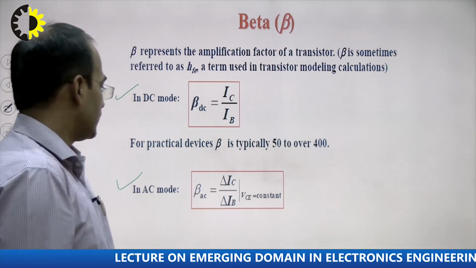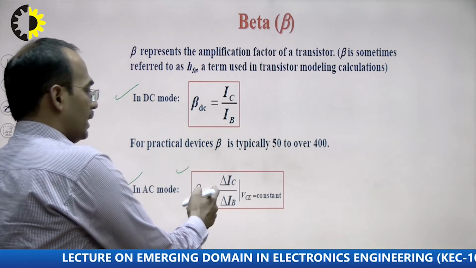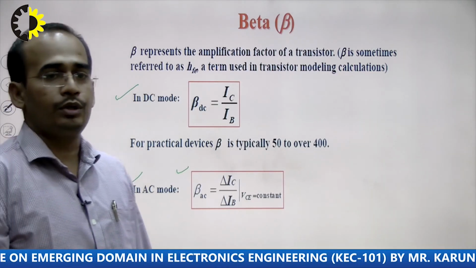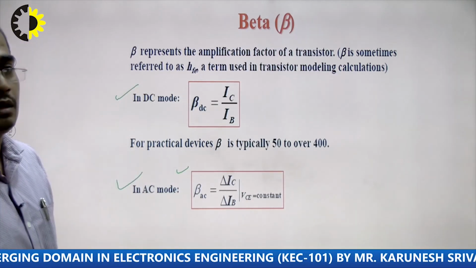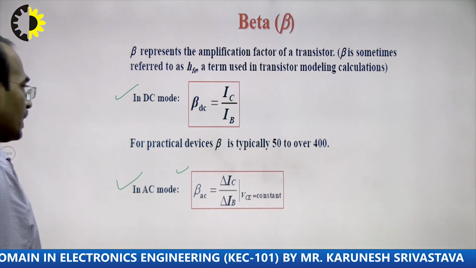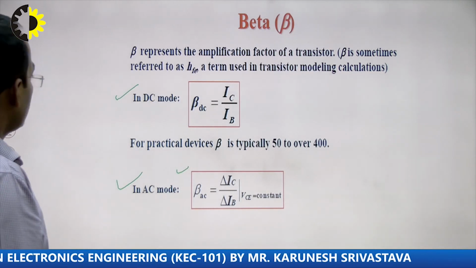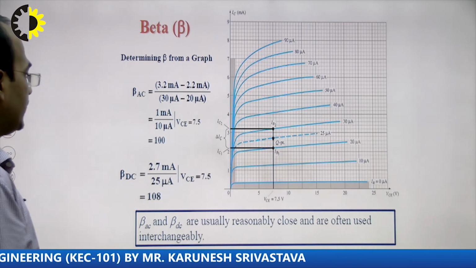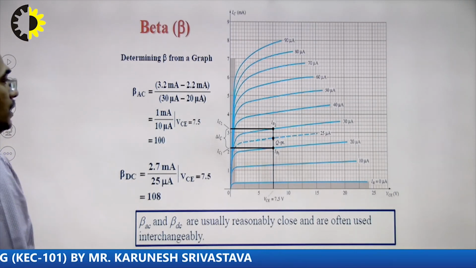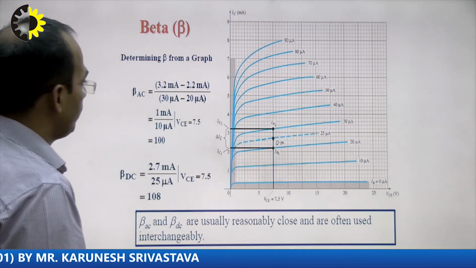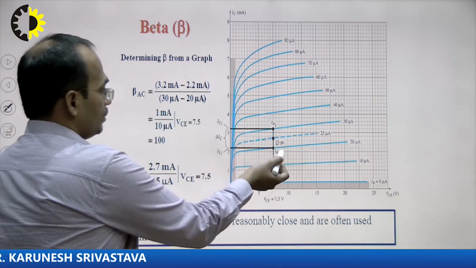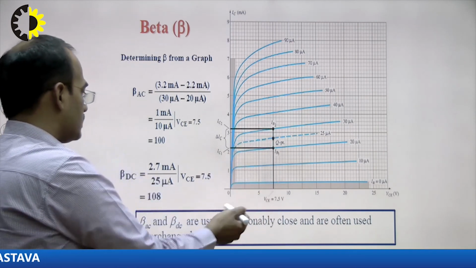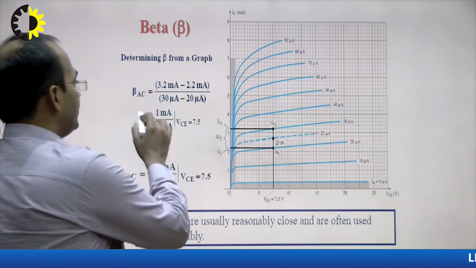And what about the AC? Beta AC is nothing but delta IC upon delta IB, the change in output current upon the change in input current, by taking output voltage constant. This is the variation of beta that has been shown in this figure: at a particular value of VCE, by taking the VCE constant, you can find the value of beta AC.